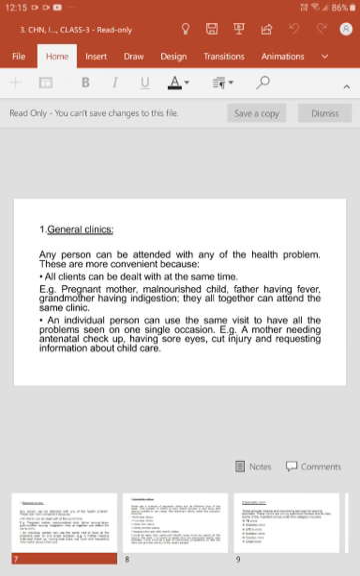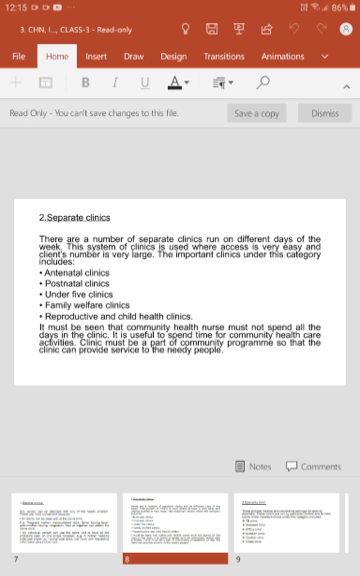The first one is the general clinic. For all health problems we can go to the general clinics. The second one is the separating type. Only one clinic can be made into different types within a week. For example, in a primary health center on Monday the antenatal mothers can come, so we call it an antenatal clinic. Then on the second day, Tuesday, you can call all the postnatal people for care, so it's a postnatal clinic. Like that it will go on.